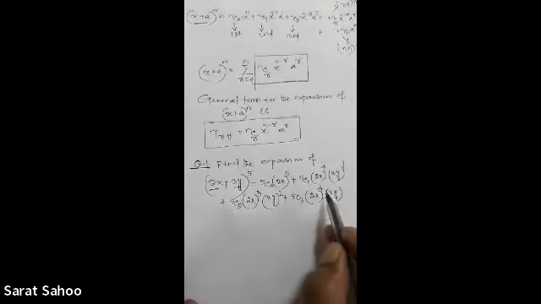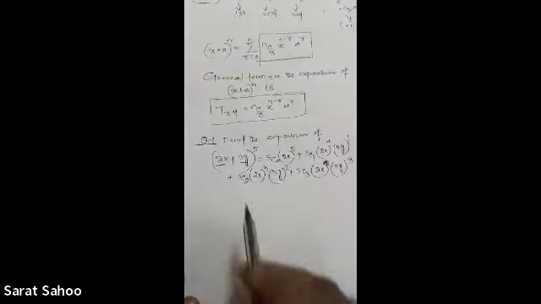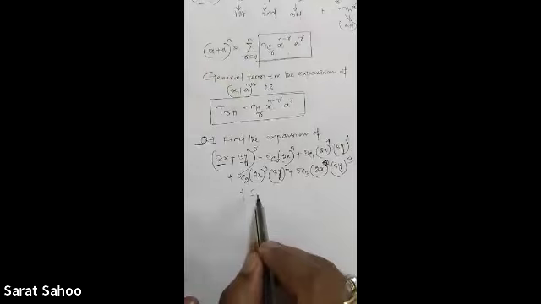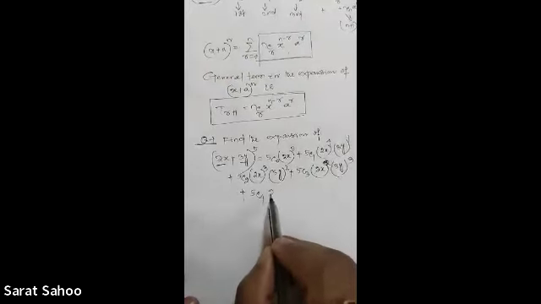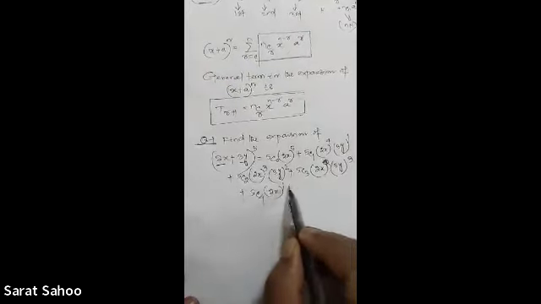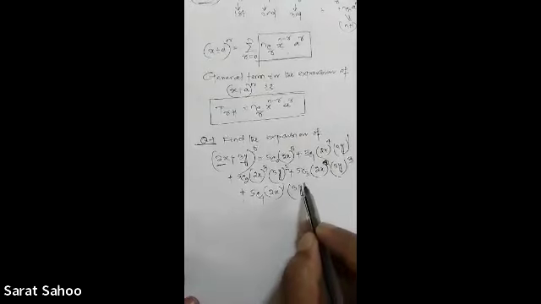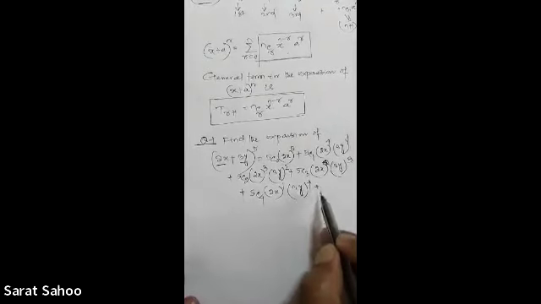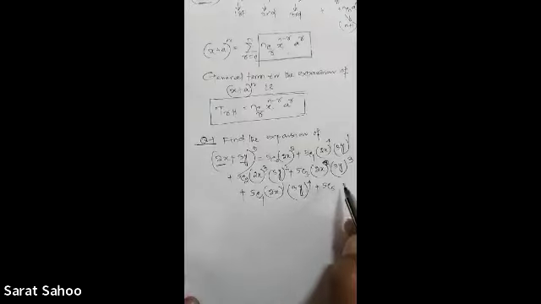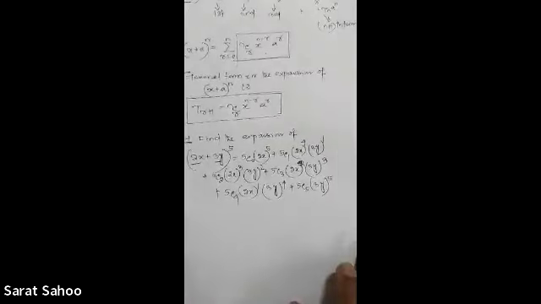the power 4, (3y) raised to the power, (2x) raised to the power 2, (3y) raised to the power 3, plus 5C4 (2x) raised to the power 1, (3y) raised to the power 4, plus 5C5 (3y) raised to the power 5. Okay. This is the expansion of (2x + 3y) raised to the power 5.